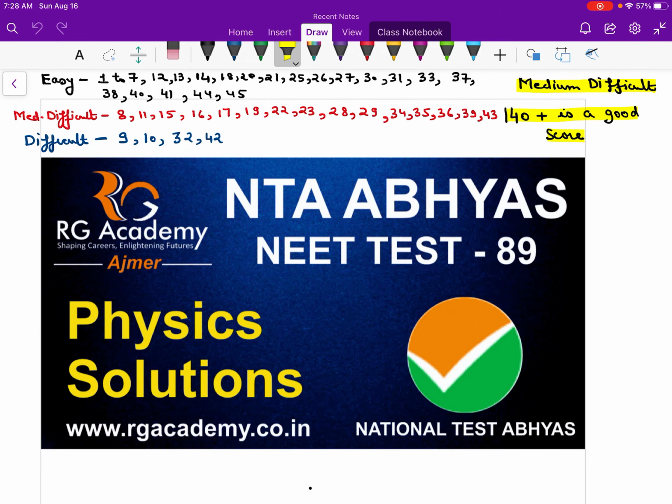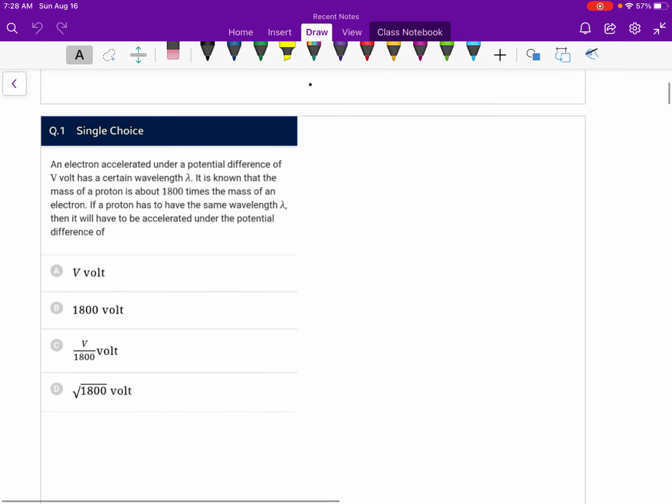Hello students, so let's start discussion of test 89. Overall paper is on medium difficult side. 26 questions are on easy side, 15 questions are moderately difficult and 4 questions are difficult. Okay, so let's start from question 1. I think 140 plus is a good score.